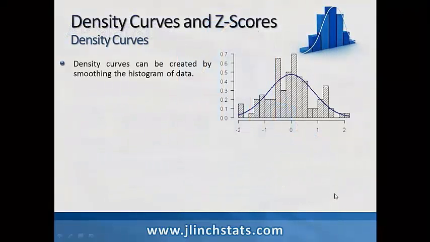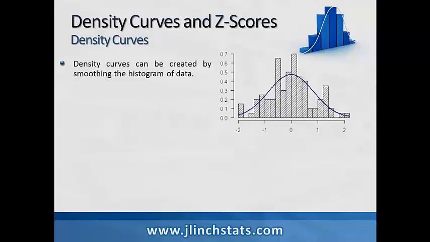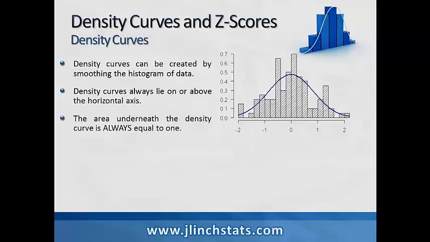Now, a density curve can be created by smoothing the histogram of data. So if we have a histogram of data, we can smooth it out and create what we call a density curve. Density curves always lie on or above the horizontal axis. So when we graph density curves, they'll always be graphed on or above the horizontal axis. The area underneath all density curves is always equal to 1.